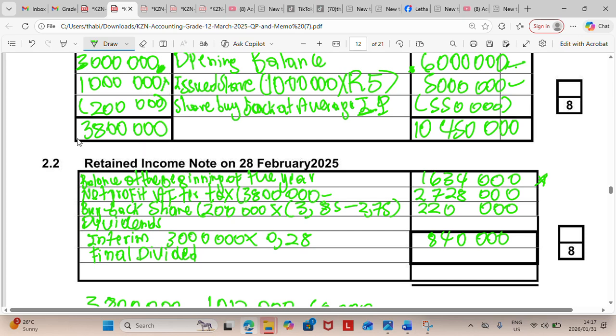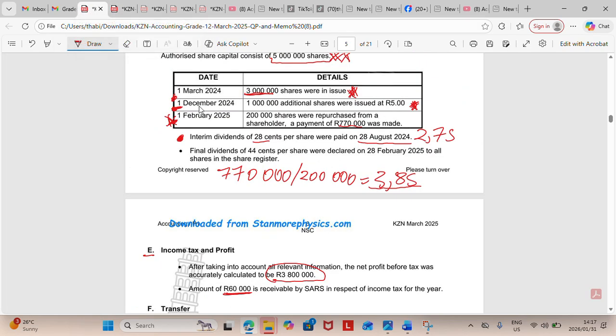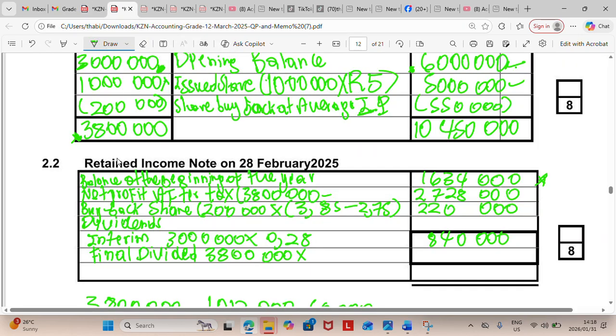And then final dividends, at the end, we had how many shares? 3,800,000. And then we multiply by, let's check. Final dividends of 44 cents per share were declared on 28 February to all shares in the share register. So what do we have in the share register at the end of the year? We have 3,800,000. Sorry guys, I was not supposed to just write this without reading that information.